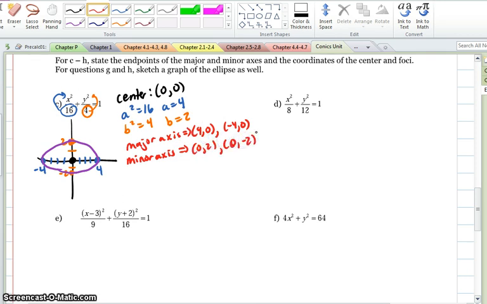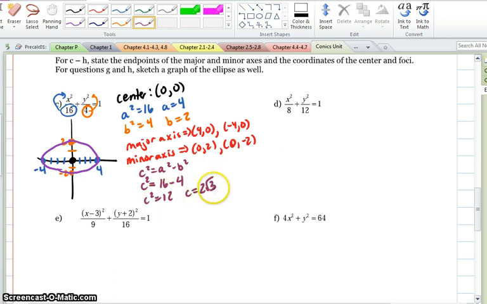Okay. Now the only thing you have to find is where your focal points are. So we're going to use that little new formula, c squared is a squared minus b squared, and plug into that to solve for c. So c squared is going to equal a squared, which is 16, minus b squared, which is 4. So you get c squared is equal to 12. So c is equal to root 12, which is 2 root 3.